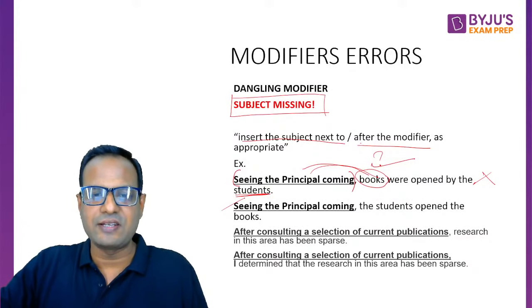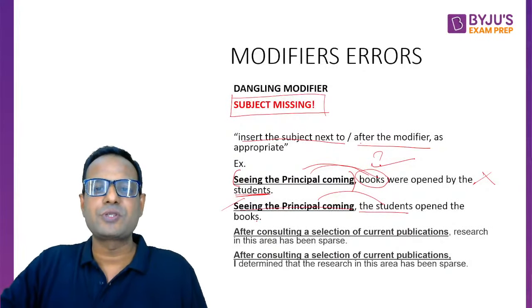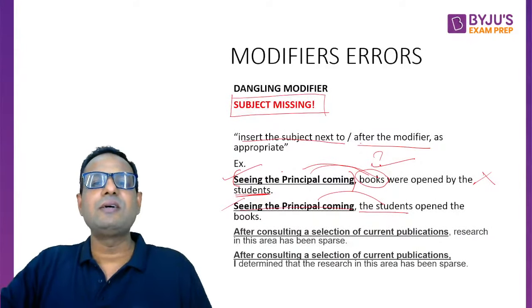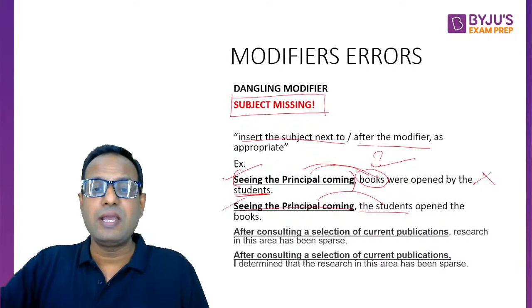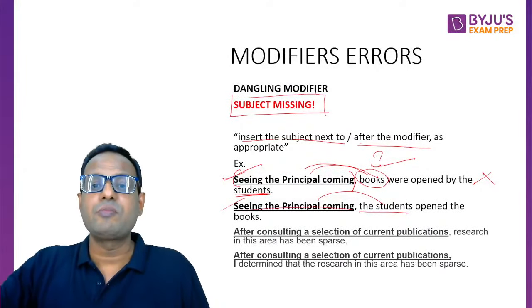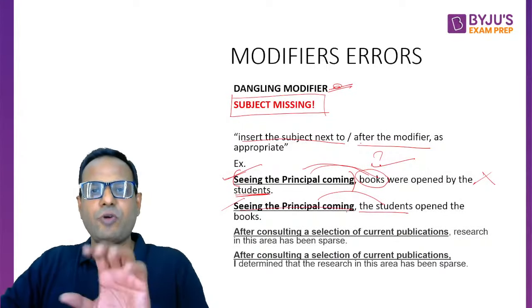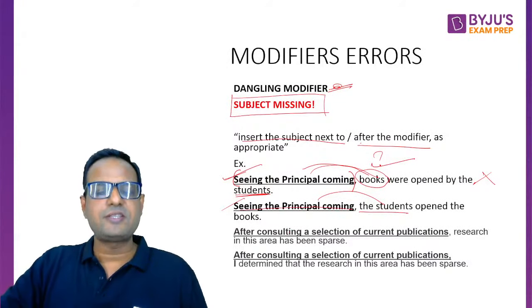What is right? The next sentence. Look at it. Seeing the principal coming, who? The students opened the books. So what was the problem with the first sentence? The right subject was missing. Hence, it suffers from the problem of dangling modifier. The first one is wrong. The second one is absolutely correct. It follows the parameters of modifiers. Now look at the second example.